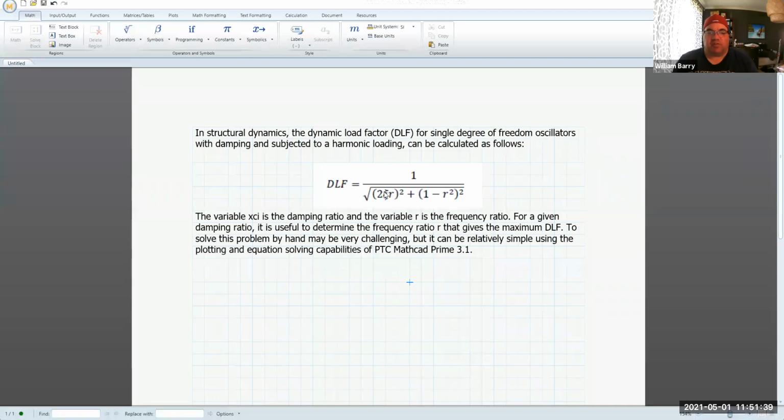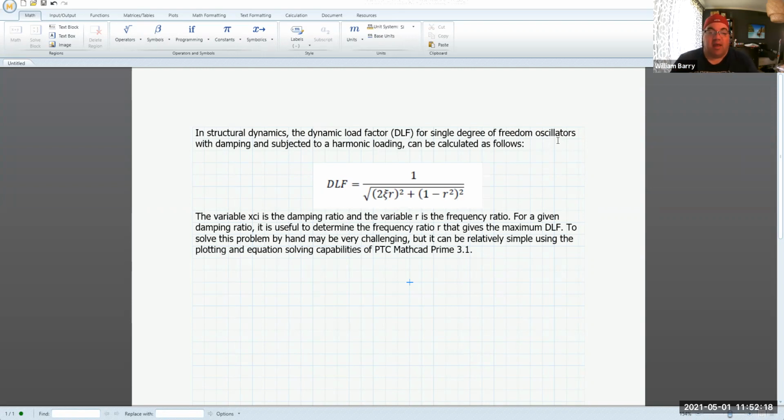The focus here is on this equation for the dynamic load factor, DLF, that's in terms of this variable xc, which looks like a squiggly line, and then the variable r. So that variable xc is actually the damping ratio, and that's a characteristic of the system that we're trying to analyze. And then r is the frequency ratio, and that's just the ratio of the forcing frequency, the frequency that the loading is oscillating at, divided by the natural frequency of the system that's doing the oscillating or the vibrating.